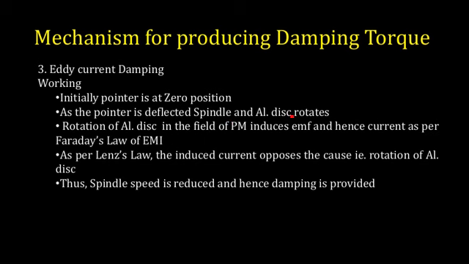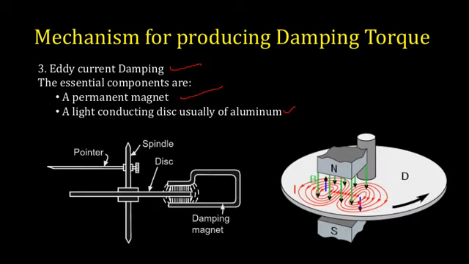As the pointer is deflected, this aluminum disc will be rotated. This can be considered as a conductor. Once this aluminum disc rotates in the magnetic field, some EMF will be produced as per Faraday's laws of electromagnetic induction. And this induced EMF, since it is a disc, you can easily find closed paths here. So such circulating currents will flow here, and these currents are known as eddy currents.